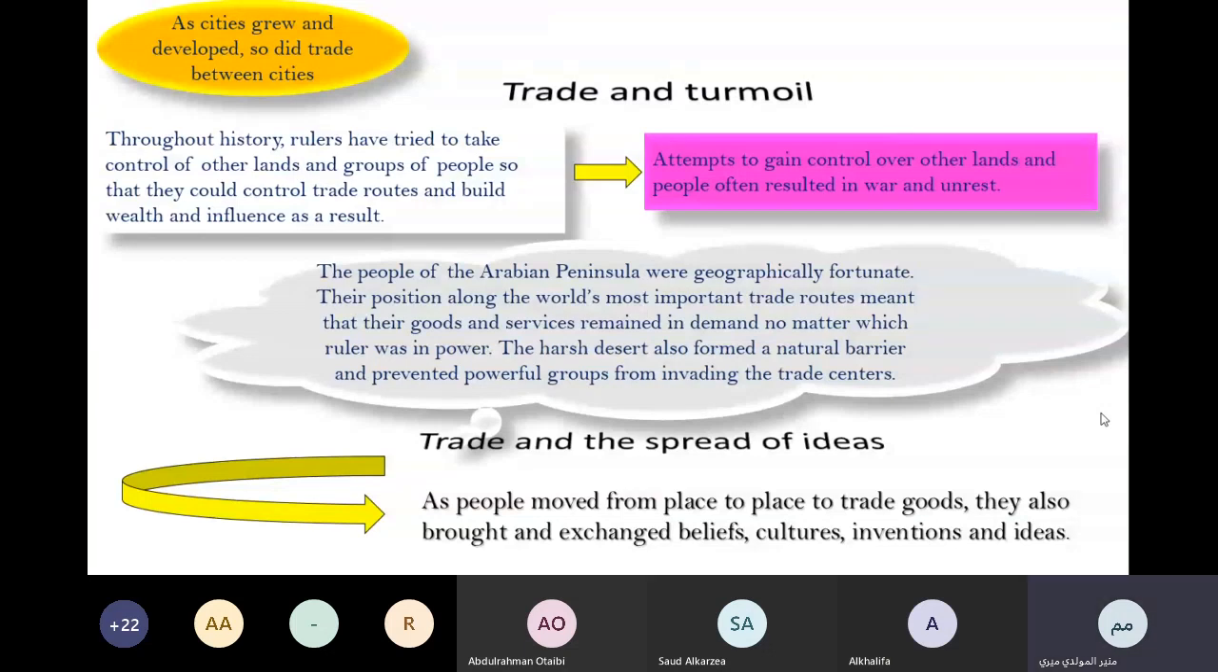And with the trade, of course, because of the exchange of goods, there was another exchange, like the exchange of ideas, of beliefs, of cultures. This is what we call nowadays globalization. In the past, the exchange of ideas was through trade, or trade was a means that led to this exchange of ideas, cultures, beliefs, etc.